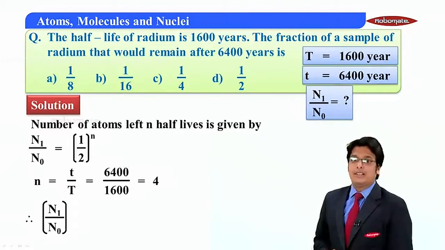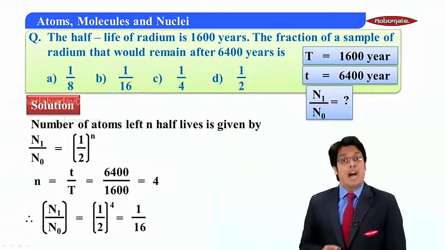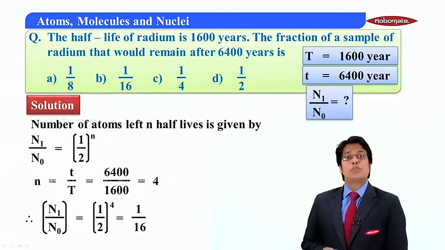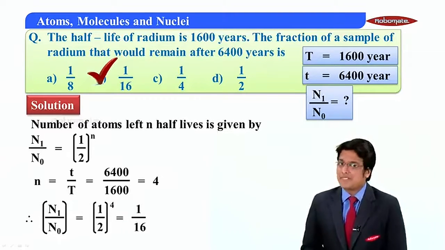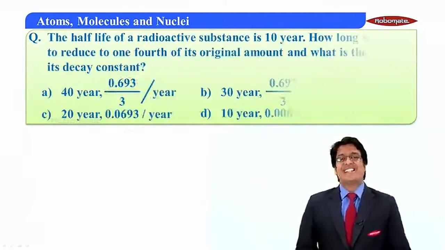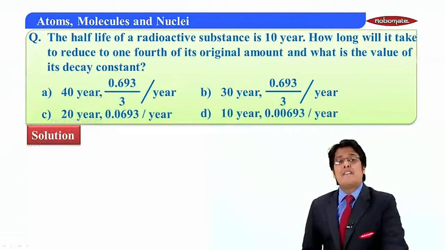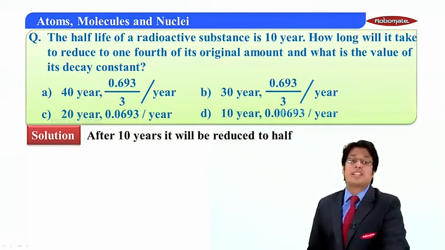So N upon N0 is equal to half raised to 4, that is 1 upon 2 raised to 4, that is equal to 1 upon 16. So the answer is what? Simple and easy.